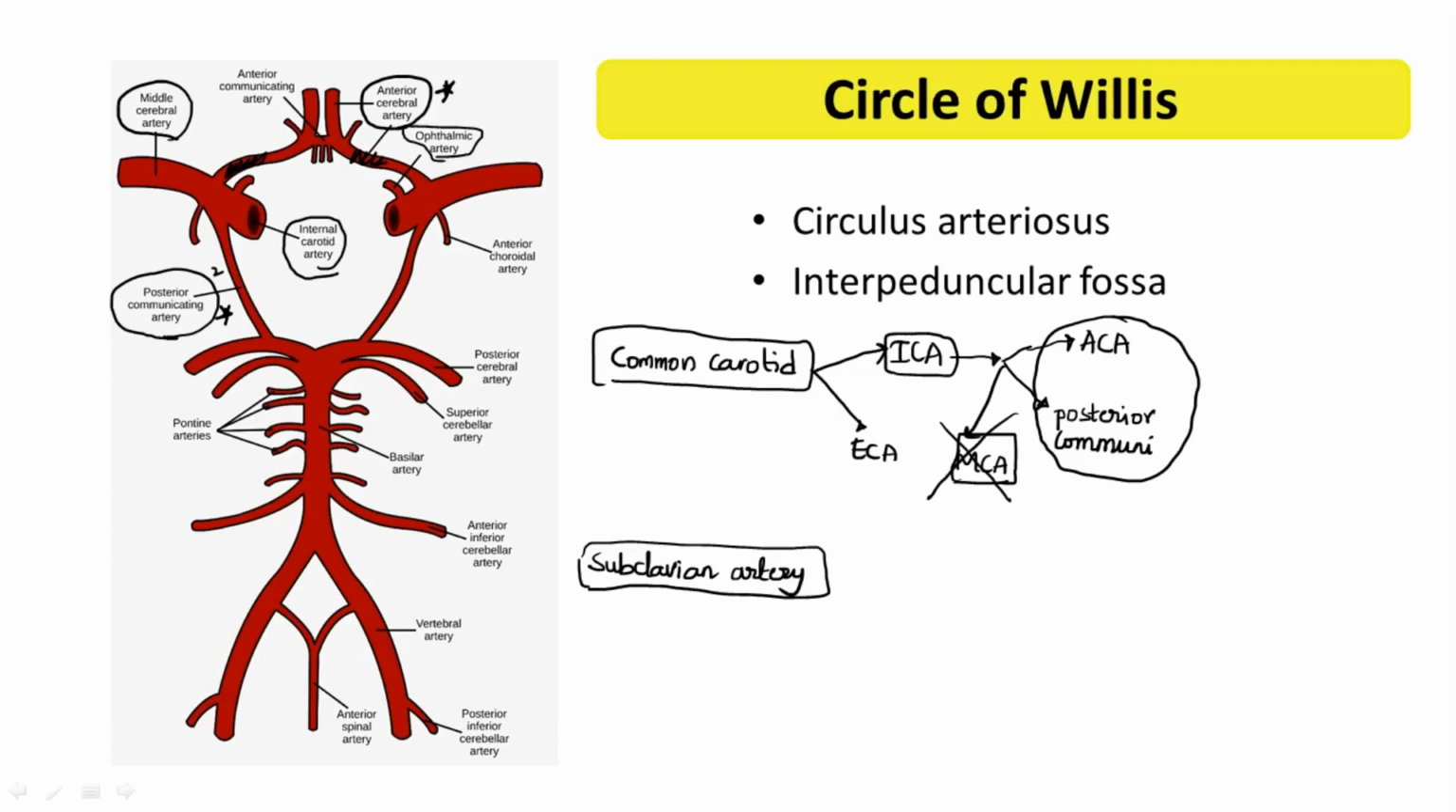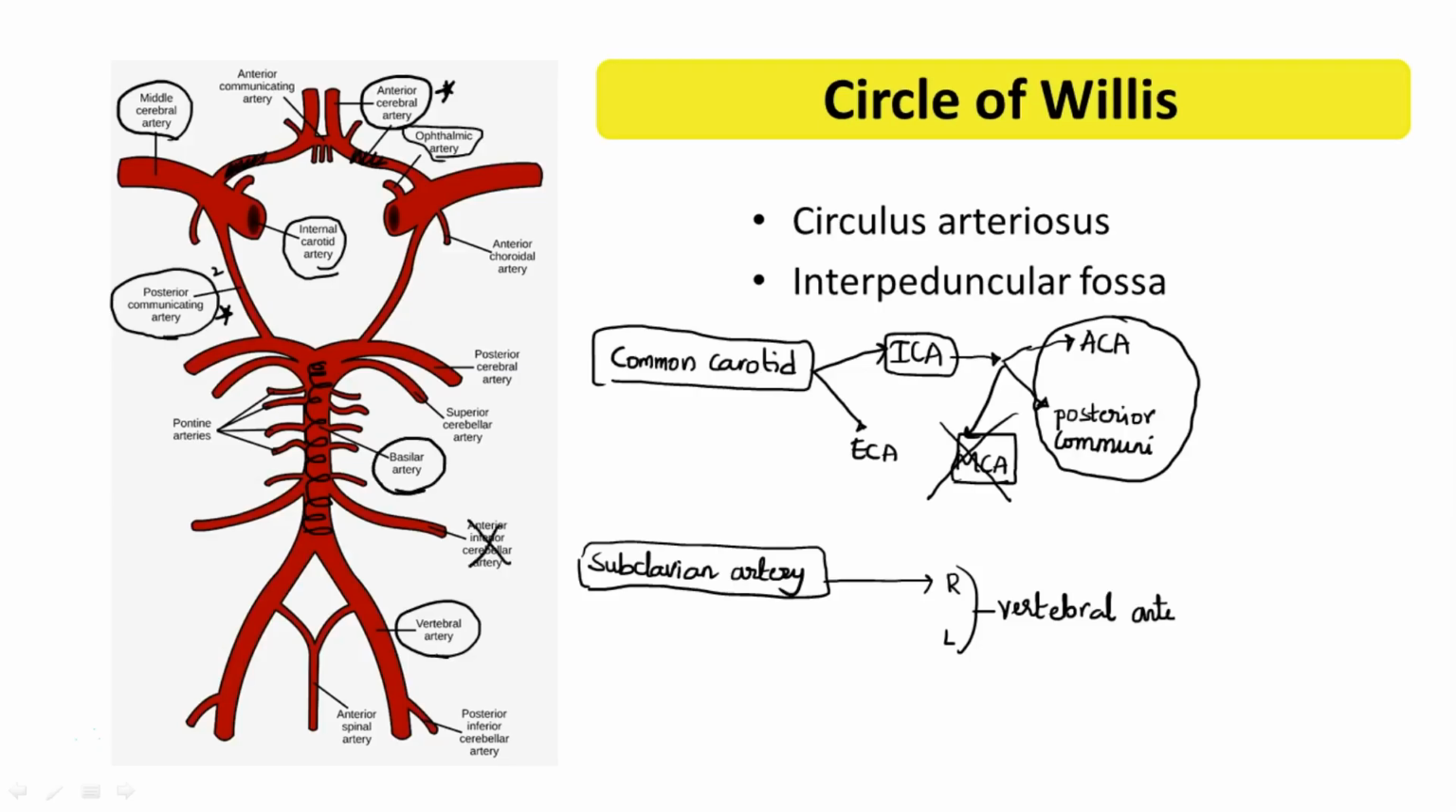Let us go to the subclavian part. The subclavian artery gives rise to right and left vertebral arteries. So vertebral arteries are actually the branches of subclavian artery. The vertebral arteries, which are branches of subclavian artery, unite together. What is the union of vertebral arteries? It is basilar artery. You can clearly see the basilar artery.